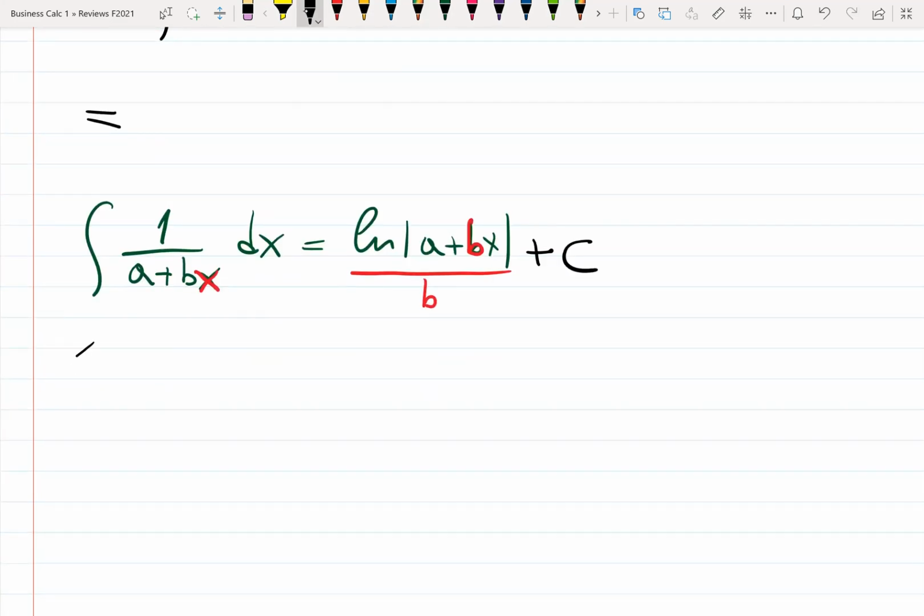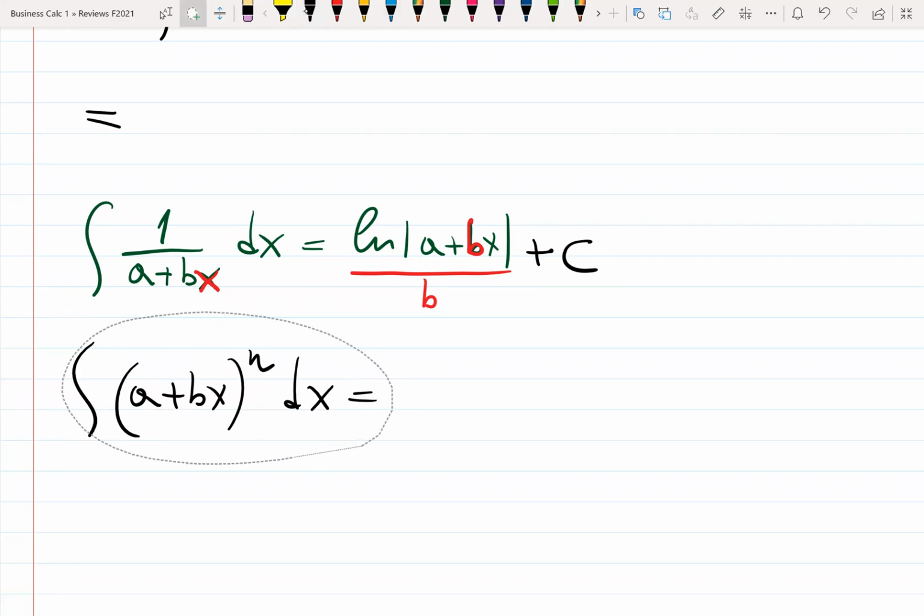One more shortcut is the power rule, a plus bx to the n. Same thing, actually. You raise all of these things to the n plus 1.